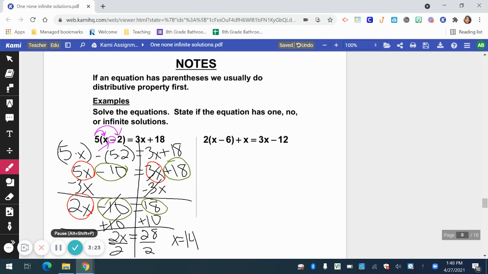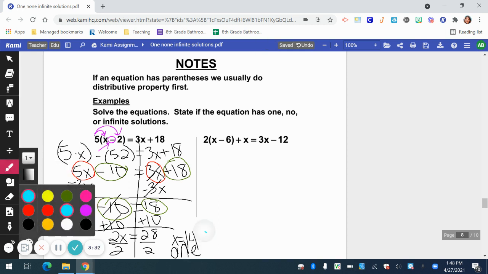So your answer for this one would be 1 solution. I like to always circle my answers, so that way it can be found easily.